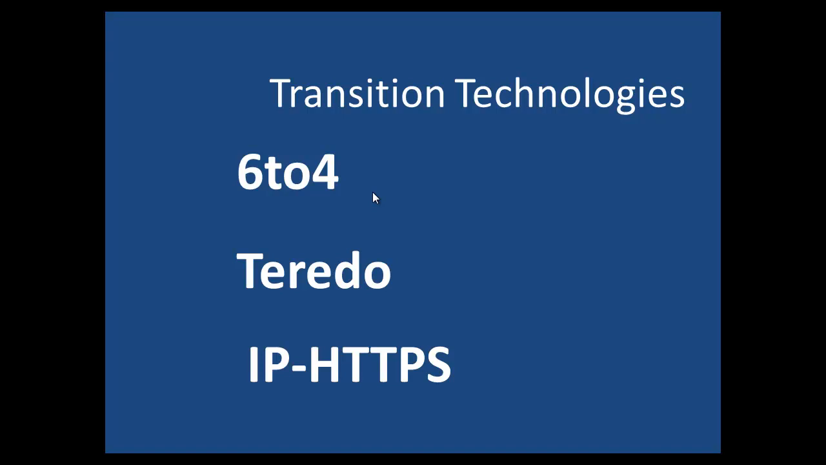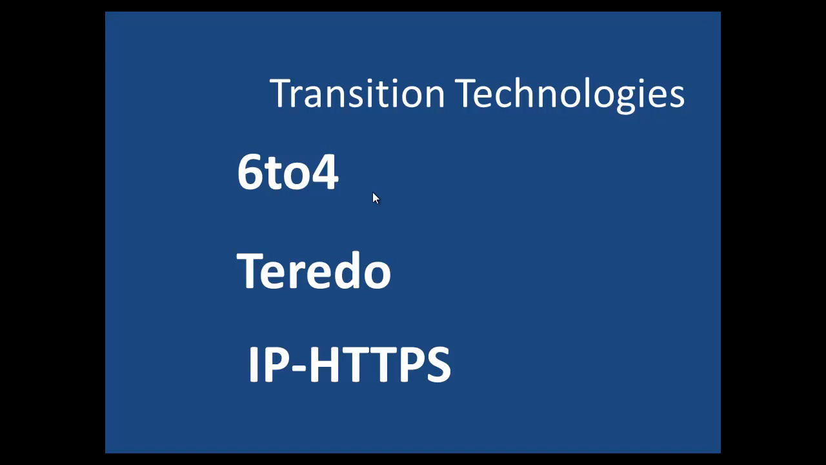If you're going to be using 6to4, this transition technology requires that the router or firewall be configured so that outbound traffic for protocol 41 is allowed. Note that 6to4 does not work if the client is behind a network address translation device.